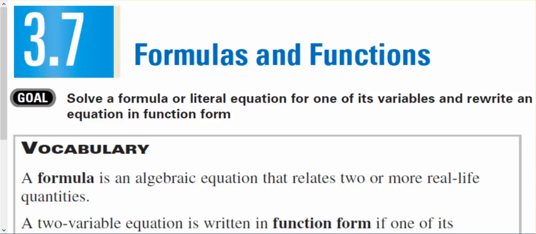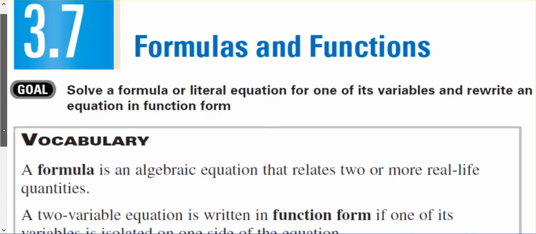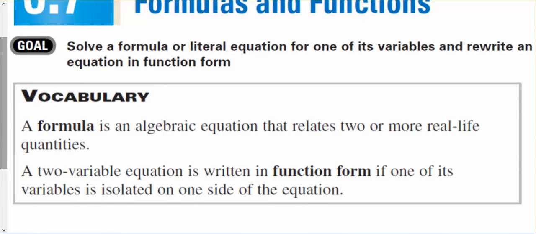A formula is an algebraic equation that relates two or more real-life quantities. A two-variable equation is written in function form if one of its variables is isolated on one side of the equation. That means to solve for the variable. So that would be to say like y equals 5x plus 3. Y is solved for, it's isolated on one of the sides.